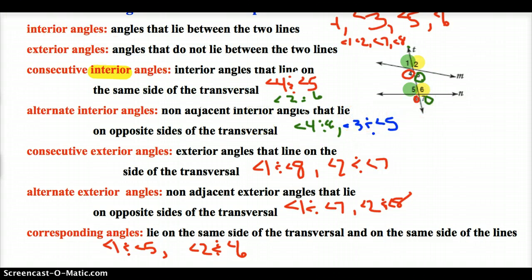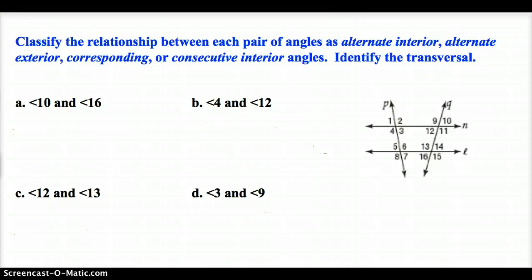All right, let's take a look at a couple of the examples then. In our lesson, it says classify the relationship between each pair of angles as alternate interior, alternate exterior, corresponding, consecutive interior. Looks like I don't have consecutive exterior on here. I should as well. And then I also need to identify the transversal.